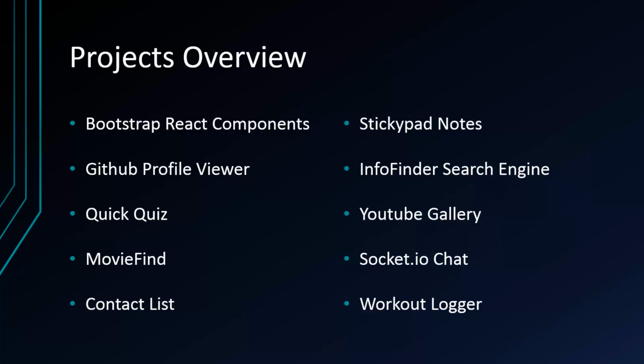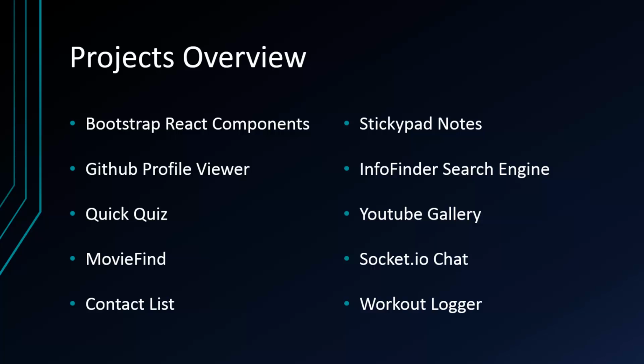So here's a very quick overview of the projects. Project 1 will be kind of a starter project. It'll basically just be a couple different static Bootstrap components just to get you familiar with React and how to create React components. Project 2 will be a GitHub profile viewer where we fetch data from the GitHub API and we'll use React for the UI.